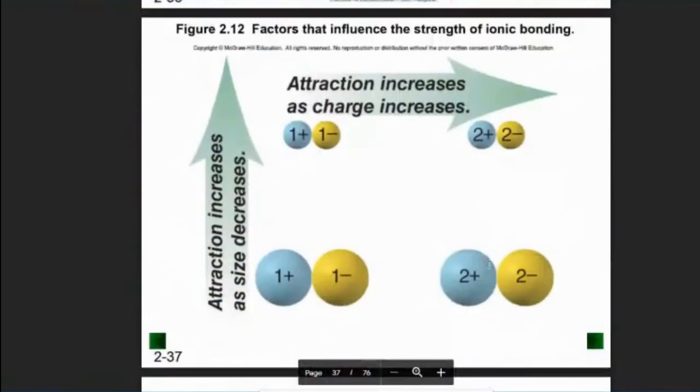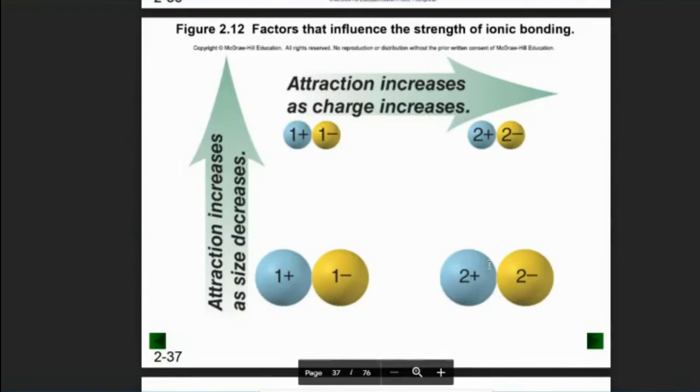Okay? This is something called Coulomb's law, which we'll keep talking about over and over again. But basically what it tells you is the smaller the atoms are, the closer they can get together, so the stronger their attractive forces. That's what the first column says, to the left. The second one says the larger they are in charge, the more attractive they are to each other. Let's try that again, right?